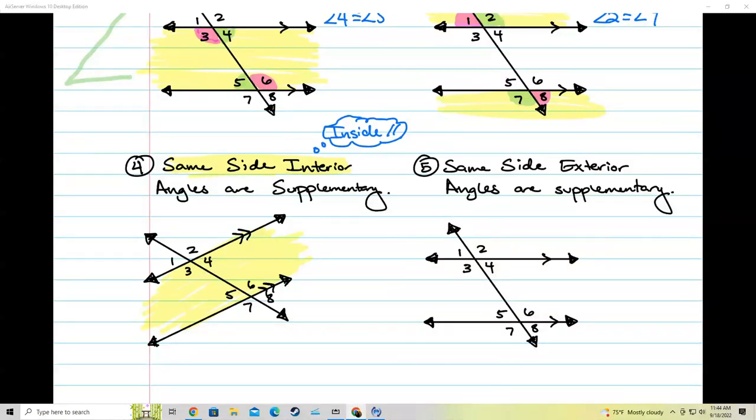And I want to go on the same side. So let's focus in on an angle. Let's focus in on angle 3. Here's angle 3. I need to stay on the same side of that transversal. So here's my angle, here's my transversal. I need to stay on the same side, which means I can't flip over. I got to stay on this side. I can't cross that red line. So that means when I hop over here, we must be talking about angle 5.